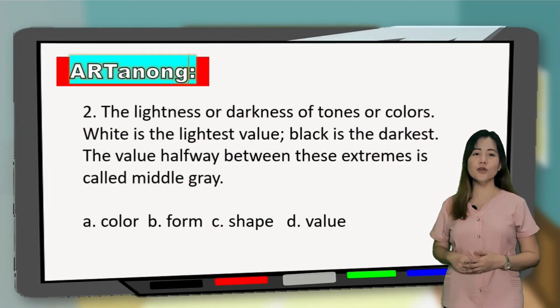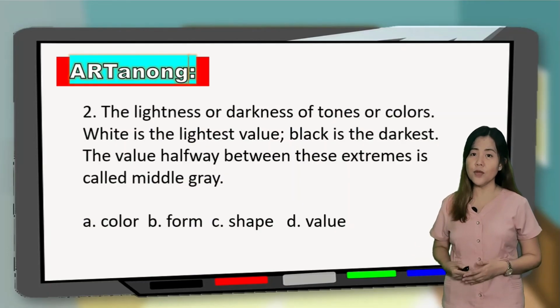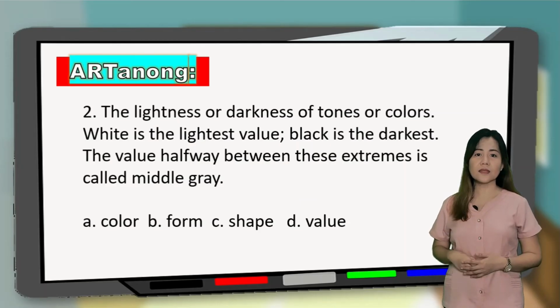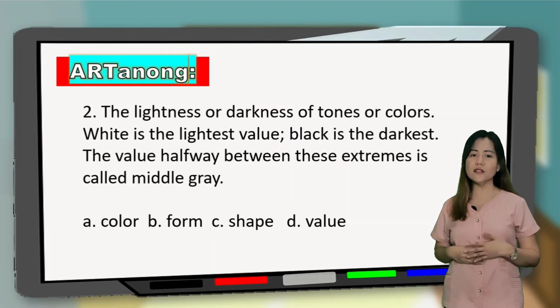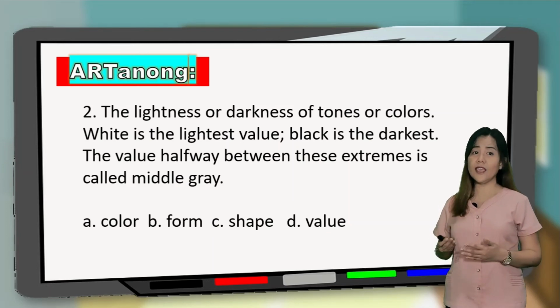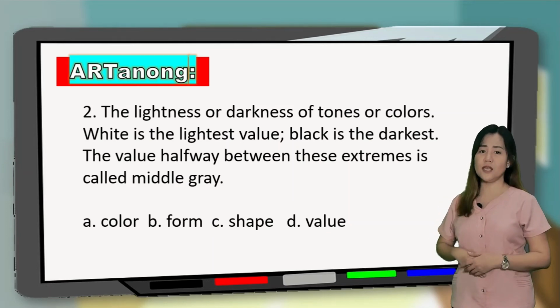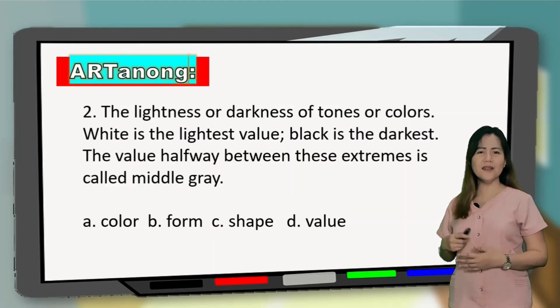Next, number 2, the lightness or darkness of tones or colors. White is the lightest value, black is the darkest. The value halfway between these extremes is called middle gray. Is it A, color, B, form, C, shape, or D, value? Come on, type your answer.